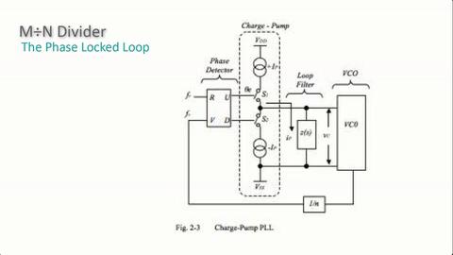Switches S1 and S2 are never on together. S1 charges the capacitor in the loop filter, and S2 discharges the capacitor in the loop filter with a time constant set by the current source and the value of the capacitor.